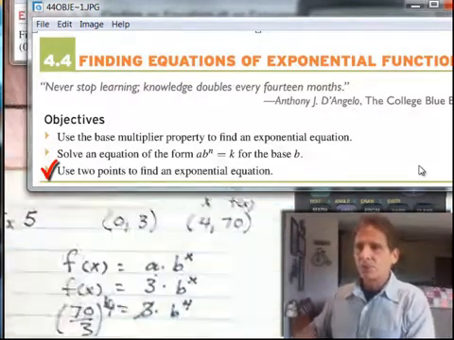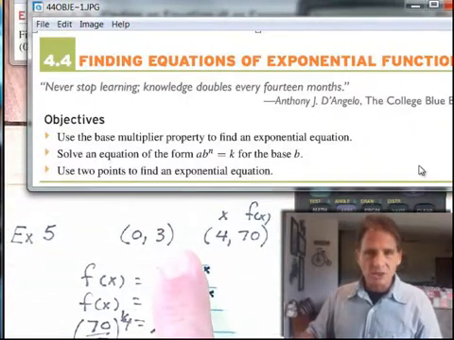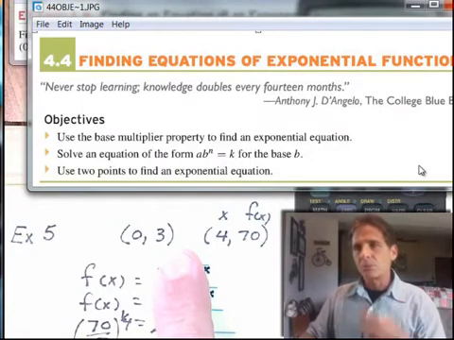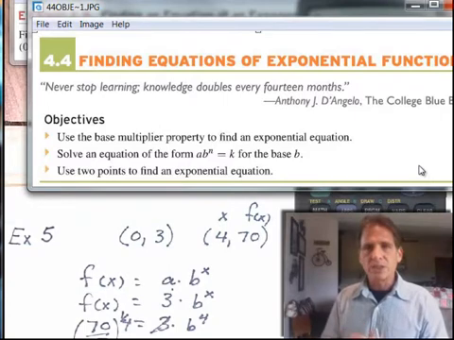Again, the book sometimes gives you 2 points where it doesn't give you the y-intercept, in other words, x equal to 0, but for our purposes, when we do it by hand, you will always have 1 point that contains the y-intercept, which makes it a lot easier. So there you have section 4.